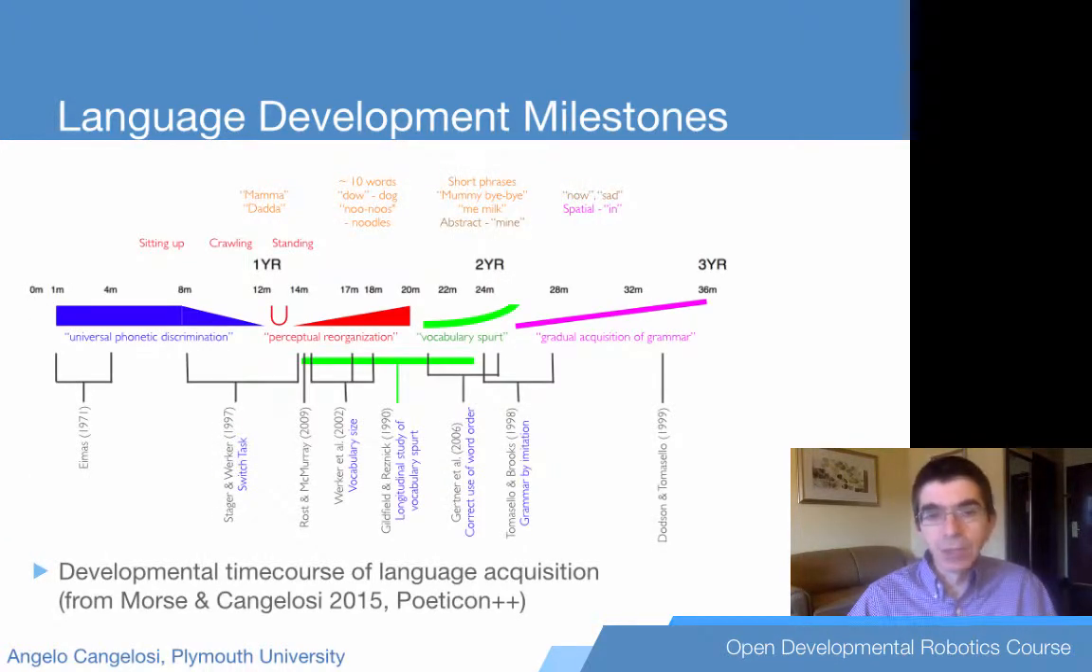This is a representation that Tony Morse and myself developed as part of the Poeticon project, which really resembles the same milestones which I mentioned, plus adds some references to some of the main papers in the field. You will also see some phenomena like the U-learning phenomenon. This is called the inverse U-learning phenomenon.